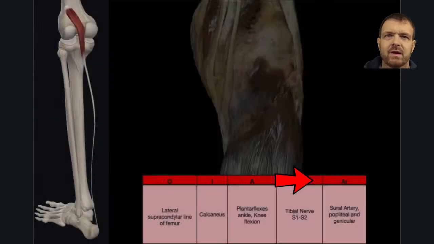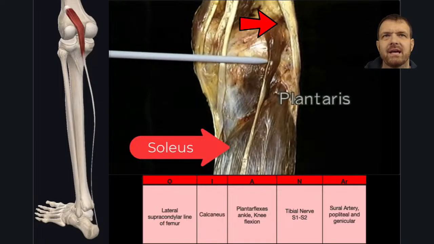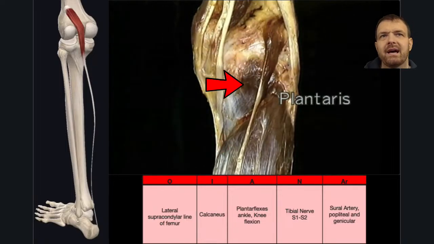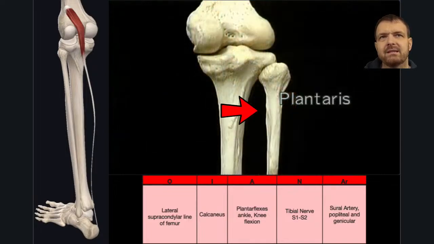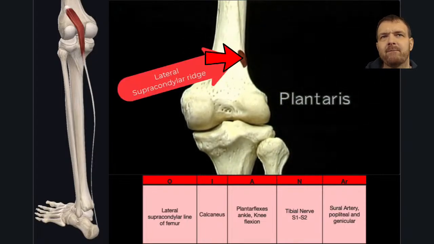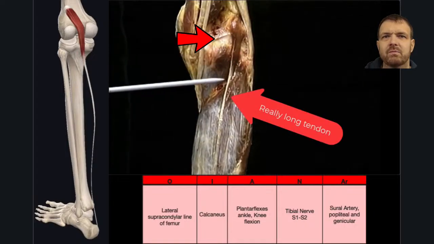Some good questions today. So here we go. So that's the picture that you've just seen, and there it is just there. So obviously it crosses the knee, so that's why I've included it in the knee section. There's your popliteus just underneath, and there's your soleus. And it attaches right up there. Okay, so it attaches quite high, lateral supracondylar area. Let me just pause that there.